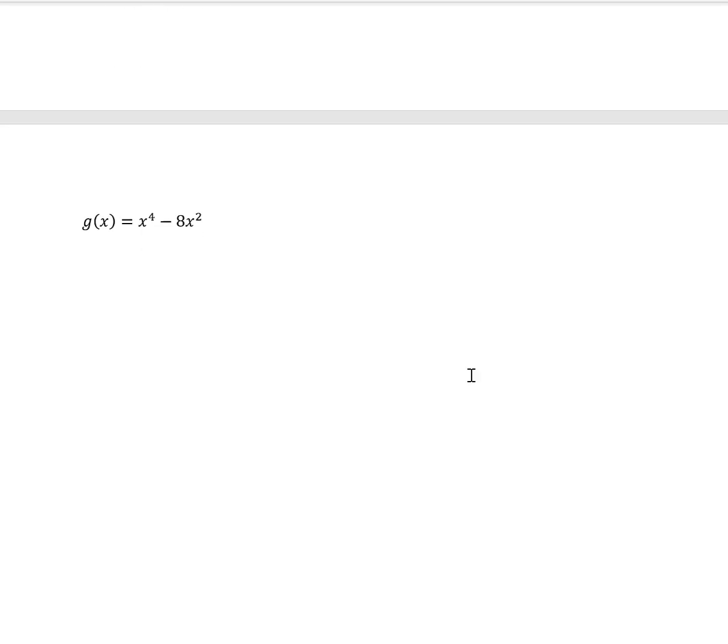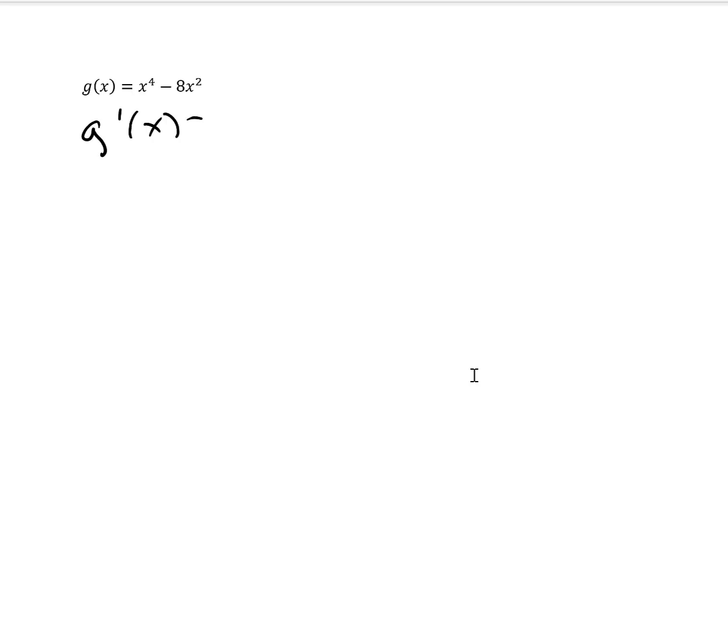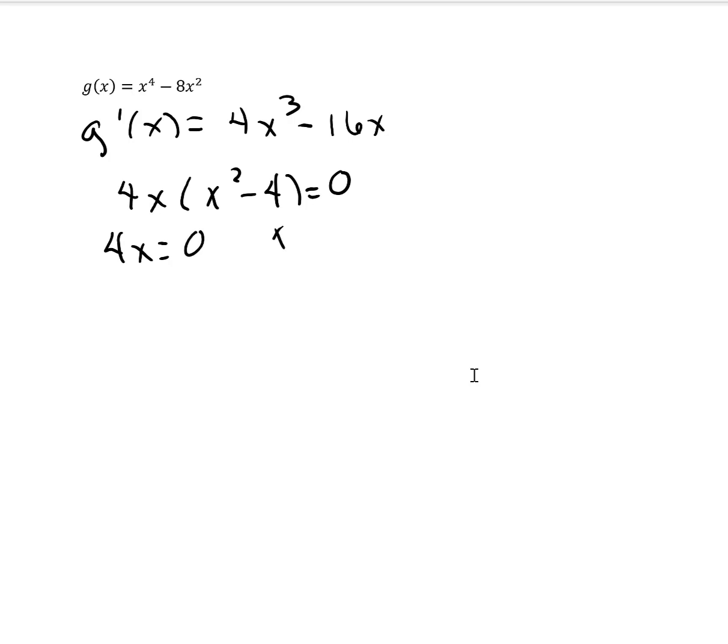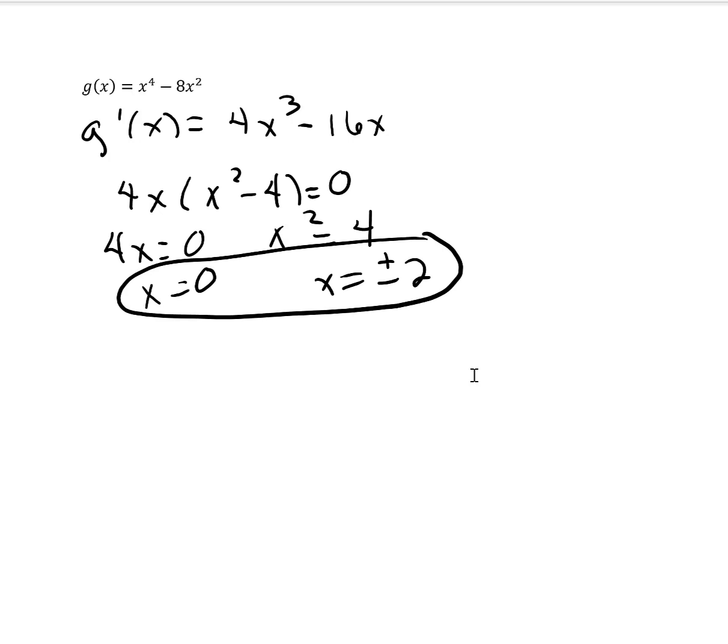So I rewrote the function down here, and we're going to start by taking the first derivative. So I have x to the fourth becomes 4x cubed minus 8x squared is 16x. I want to set this equal to 0. I notice they're both multiples of 4. They both have an x, so I'm going to take out 4x times x squared minus 4 is 0. This says 4x is 0, x squared equals 4, x equals 0, x is plus or minus 2. So I have 3 numbers that are my critical points.